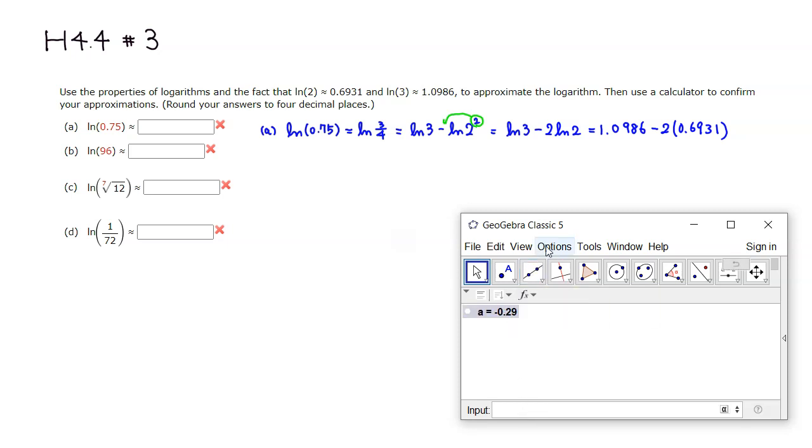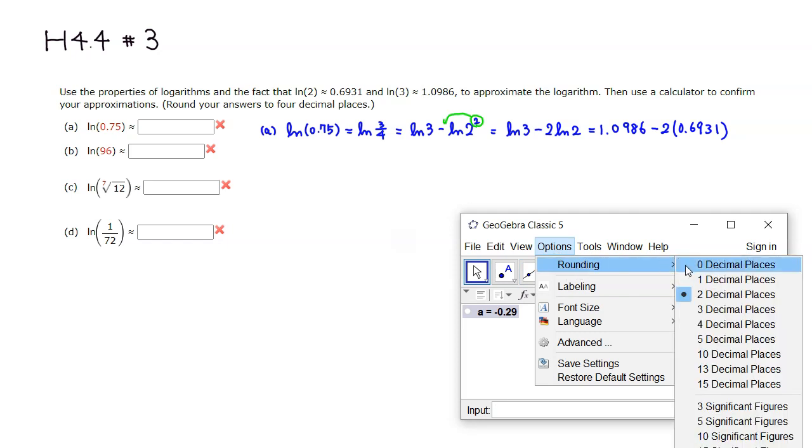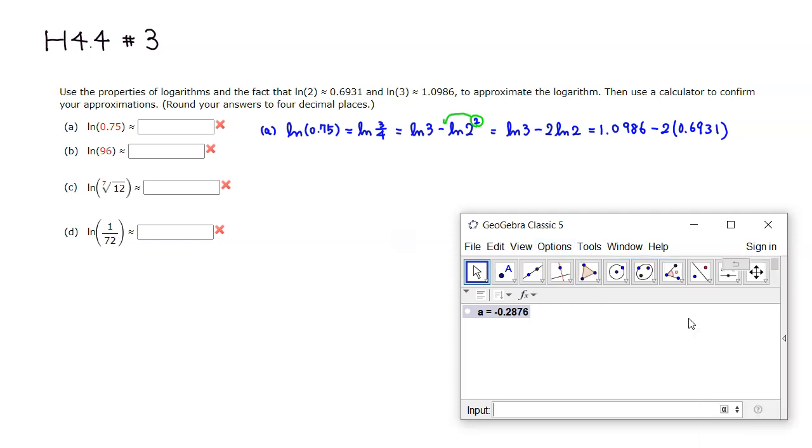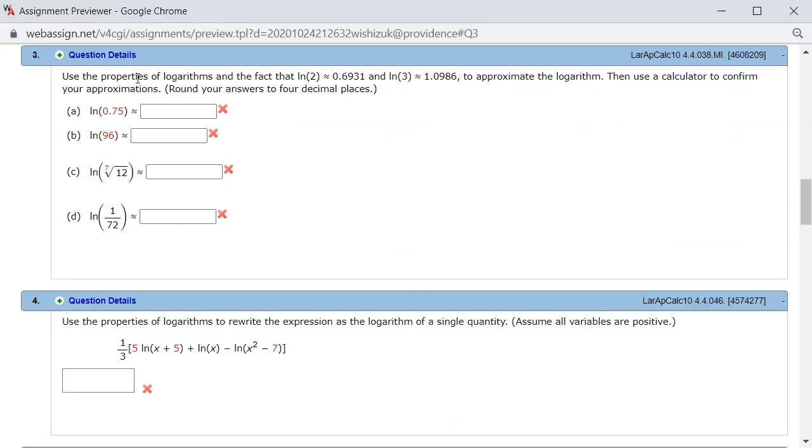Then we want 4 decimal places, so we're going to have to change the rounding to 4 decimal places. So we have 0.2876, actually negative 0.2876. All right, so negative 0.2876. Let's check the answer. I came back and it looks like we got part A correctly.